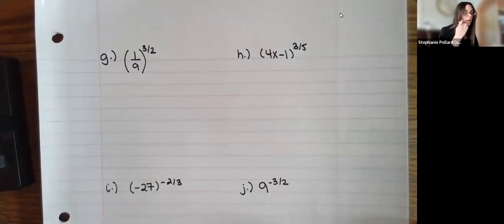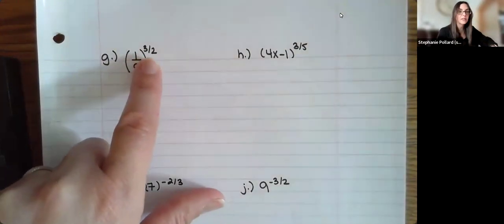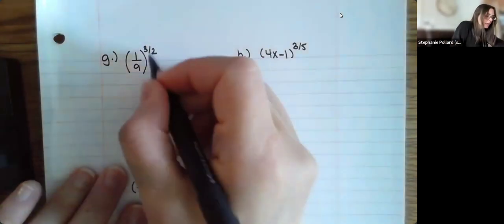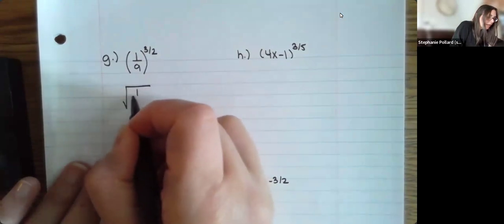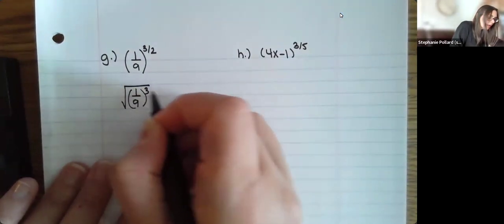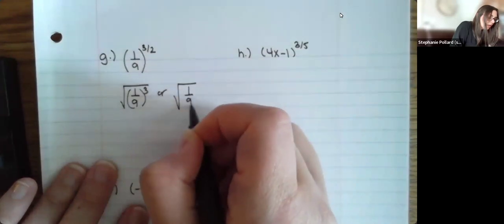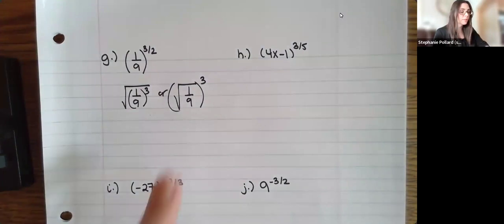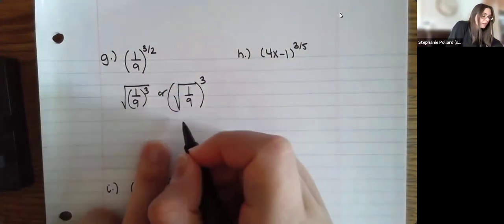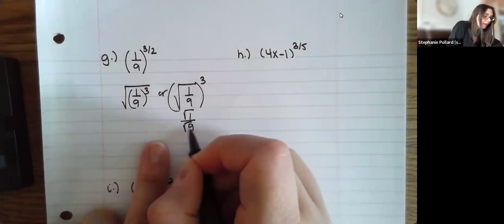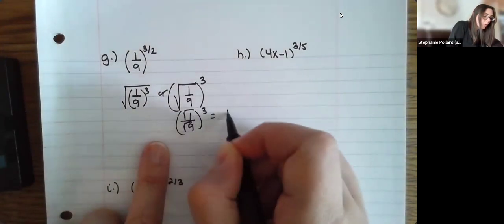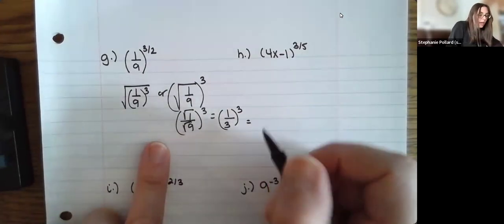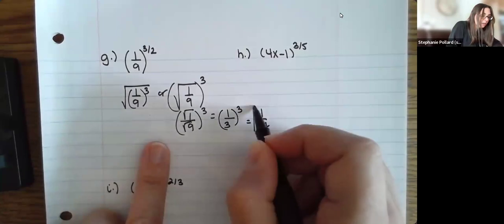All right, a couple more here. So again, I have 3/2. The whole thing is in parentheses, so the whole thing is part of the power. So I'm using the square root of 1/9, all cubed, or the square root of 1/9, all cubed. So choose the one that's easier for you. This one's much easier for me because I can write this as the square root of 1 over the square root of 9. Square root of 1 is 1, and square root of 9 is 3. And then when I cube it, I get 1 over 27.